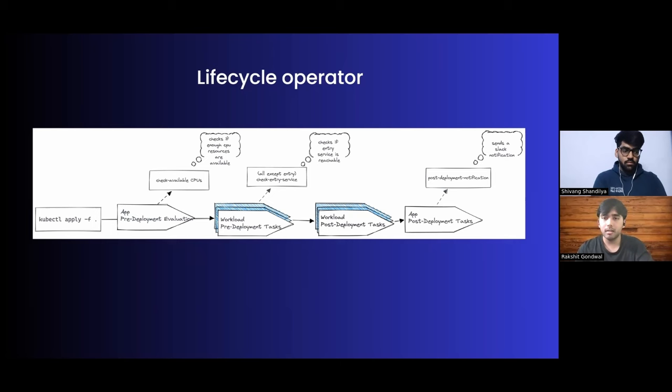The evaluations can be anything, or the task can be sending a message to your Slack channel. Like here, we have a task that will simply send a Slack notification to a specific channel that you have specified. You will just have to create a webhook, I guess. Yeah, you need to create some sort of webhook to configure with Keptn, and then it can automatically send the notification to your Slack channel. Now, this is the basic crux of the lifecycle operator.